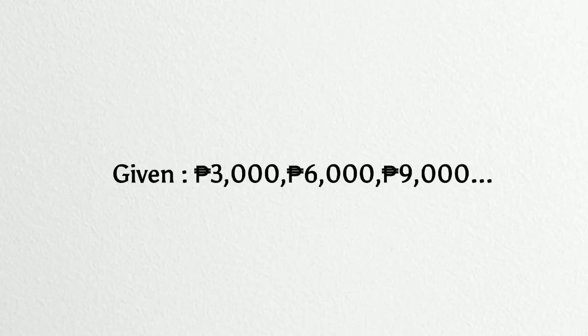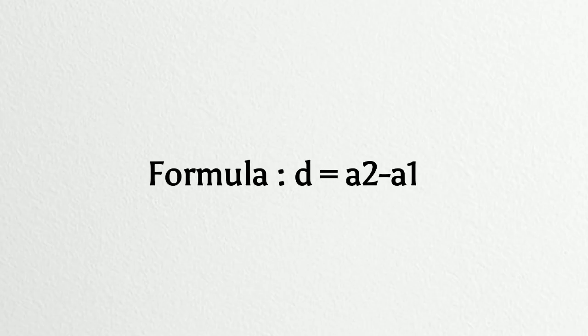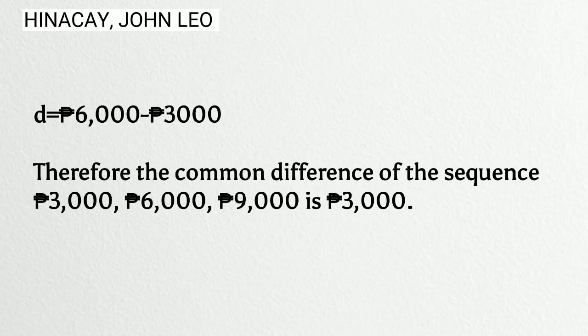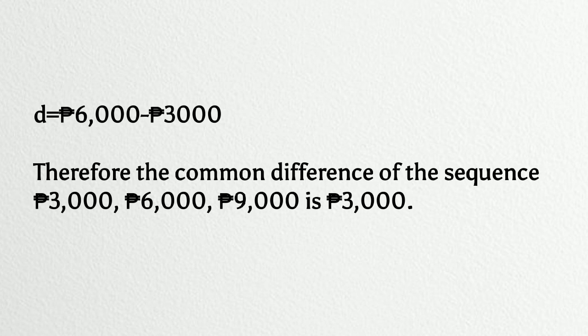3,000 pesos, 6,000 pesos, and 9,000 pesos. Now, let us solve for the common difference. So our formula is D equals A sub 2 minus A sub 1. Then, substitute that to the given. So D equals 6,000 pesos minus 3,000 pesos. Therefore, the common difference of the sequence 3,000 pesos, 6,000 pesos, 9,000 pesos is 3,000 pesos.